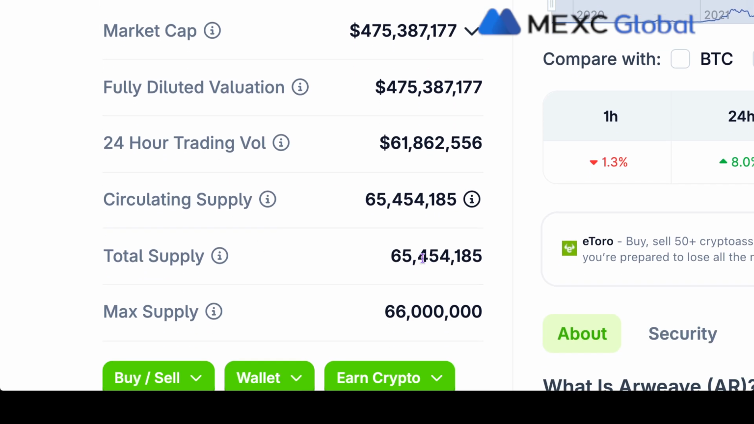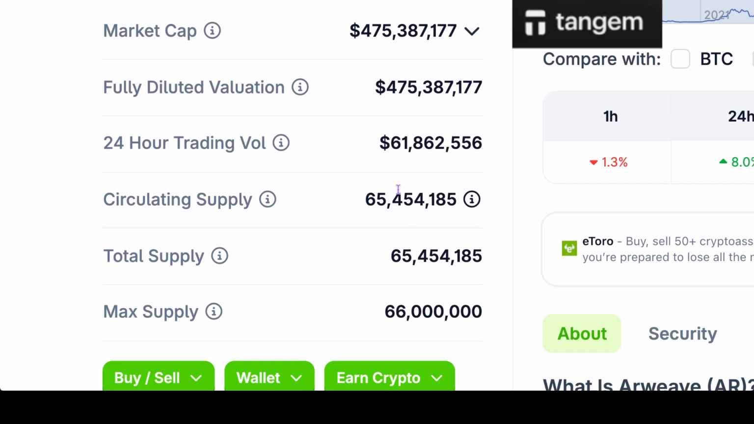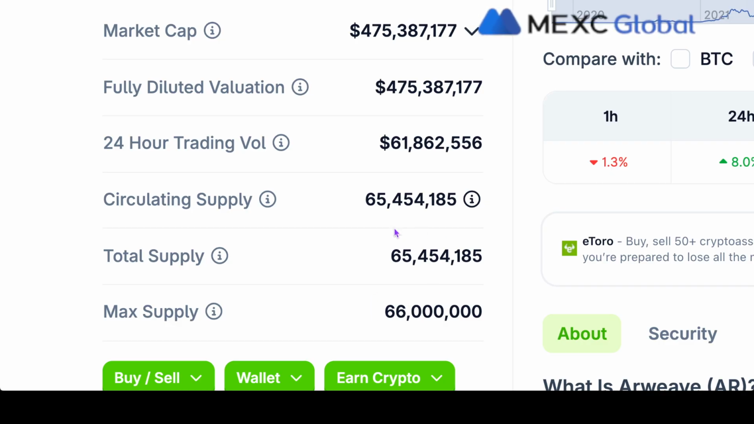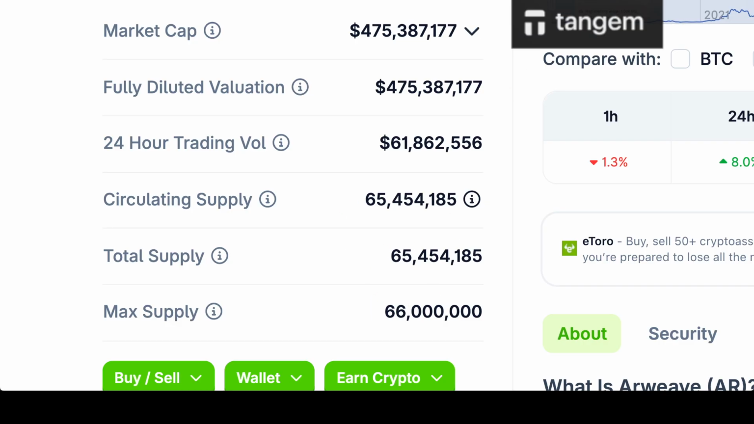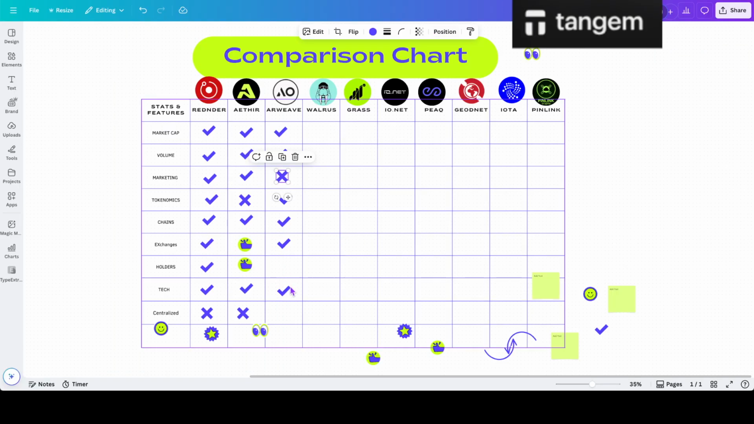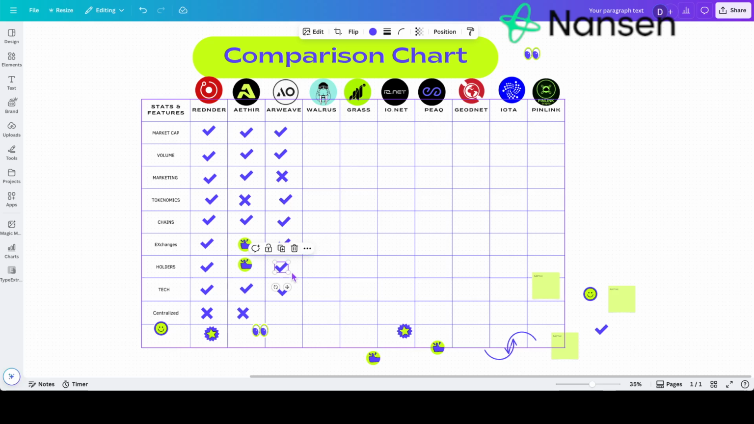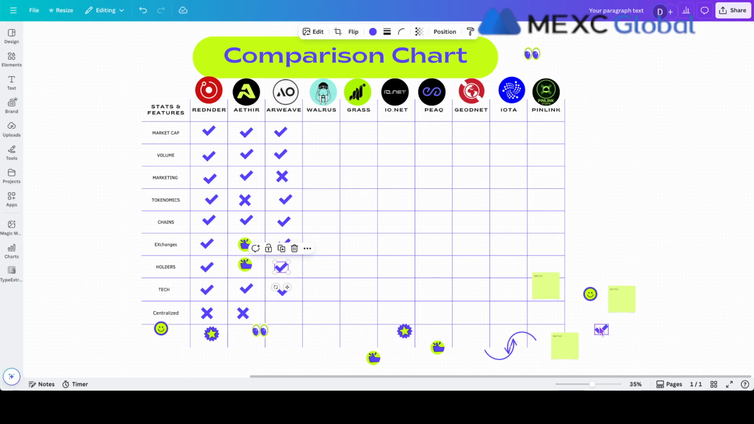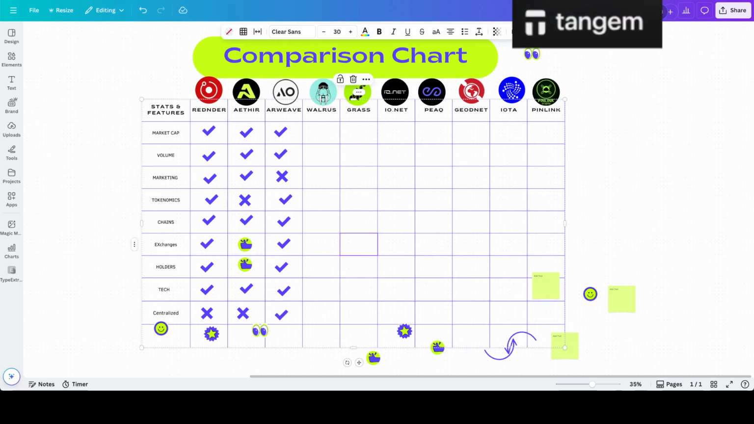It is now, because you have 65 million out of 65, 100% circulation, guys. It says max supply, but this is what we're rolling with. So for me, if I was buying a blue chip, if I was looking for the next 10x, I would definitely say Arweave. It actually scores very, very highly in all of these, with the exception of marketing. Now let's move to Walrus.